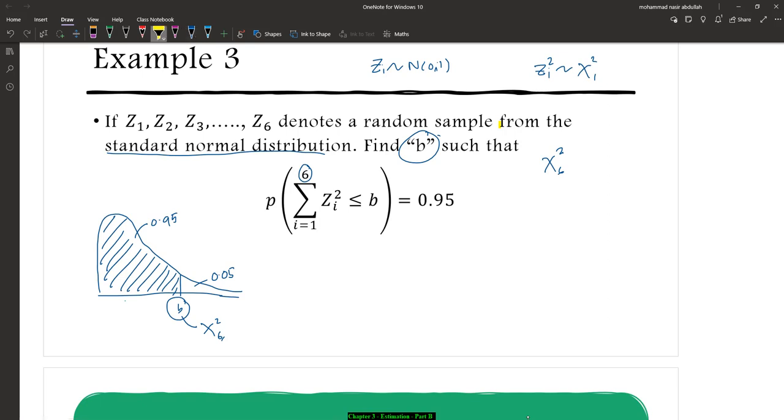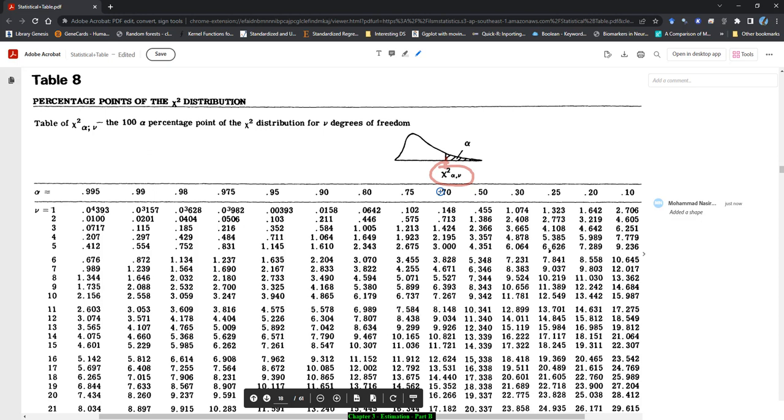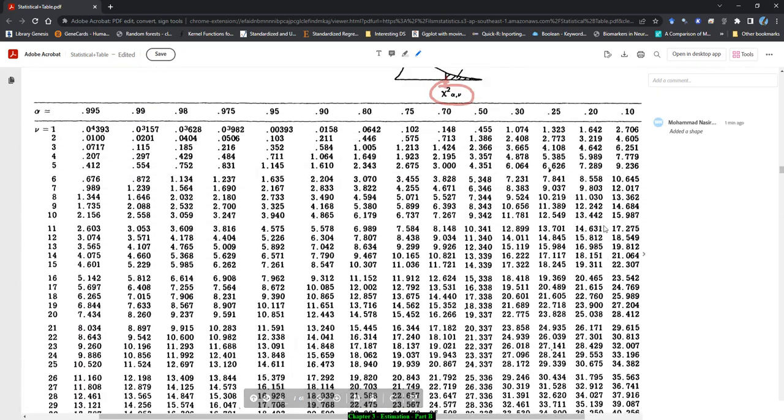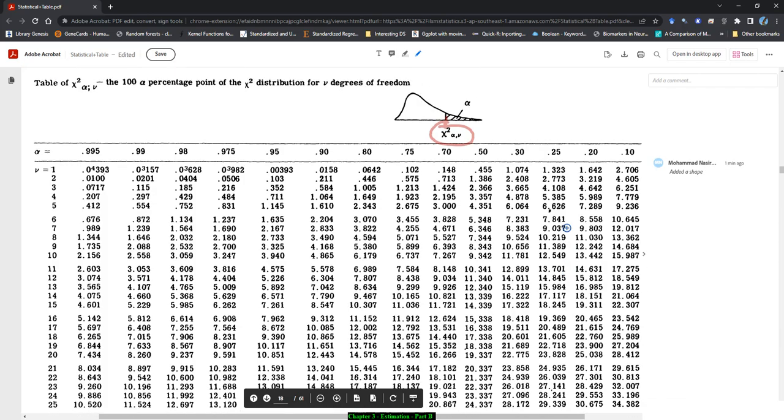So now, since they give us the right hand side, we can only find the area on the right hand side. But the critical b is still the same value, right? Which is alpha 0.05 with 6 degrees of freedom. So we want to find on the right hand side. So where is 0.05? Where is 0.05? It's not there.